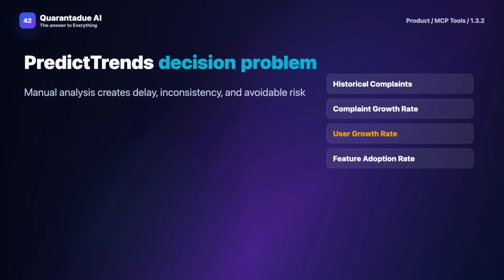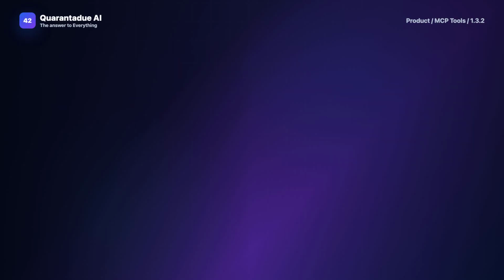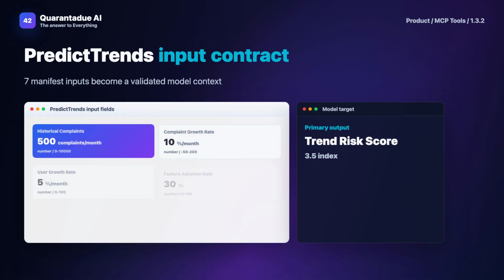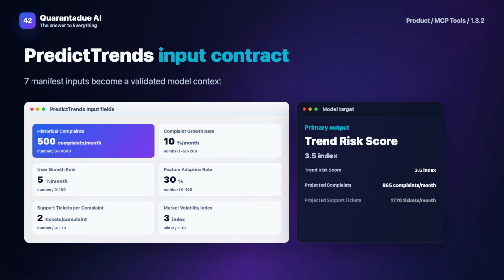Predict Trends starts with a defined input contract. Typical inputs include historical complaints, complaint growth rate, user growth rate, feature adoption rate, and support tickets per complaint. Keeping these fields explicit reduces ambiguity and makes every run easier to audit.